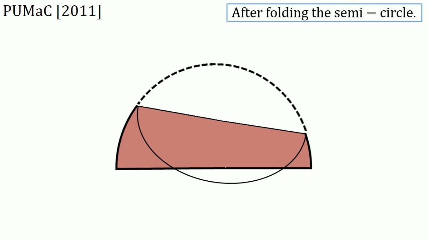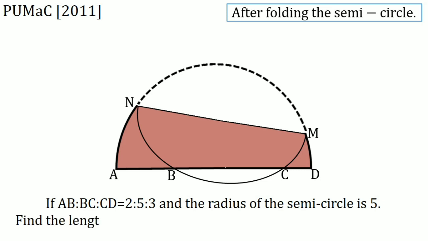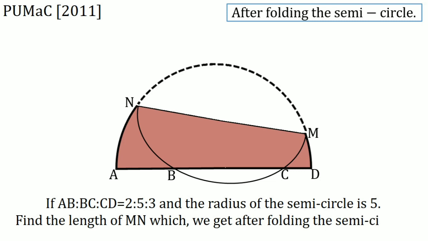Let AD be the diameter of this semicircle, and where the folded semicircle intersects the diameter, let these points be B and C, and let this chord-like figure be MN. If AB to BC to CD is equal to 2 to 5 to 3 and the radius of the semicircle is 5, then find the length of MN which we get after folding the semicircle. So please give your trial to this question and keep watching for the solution.